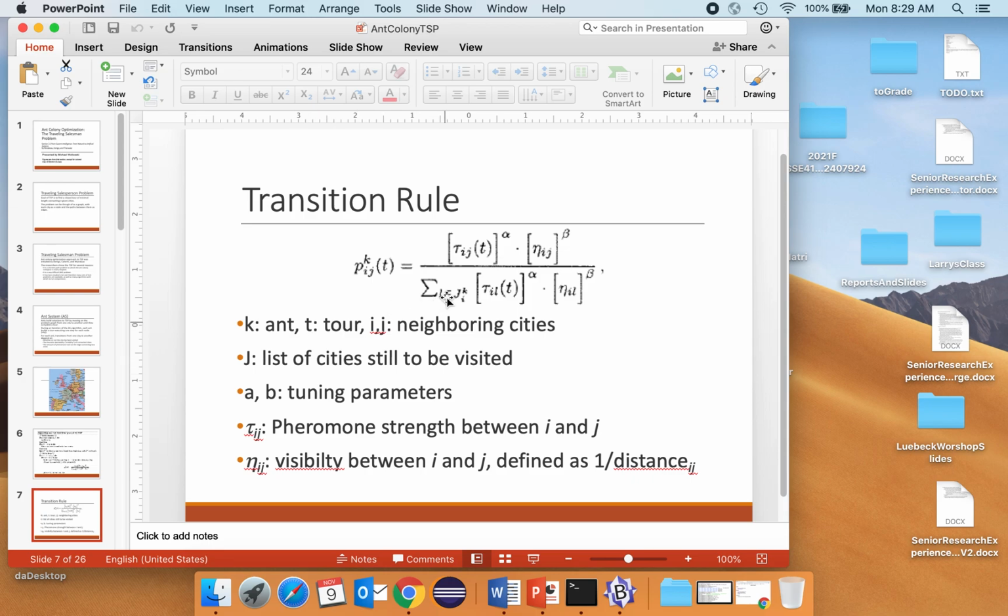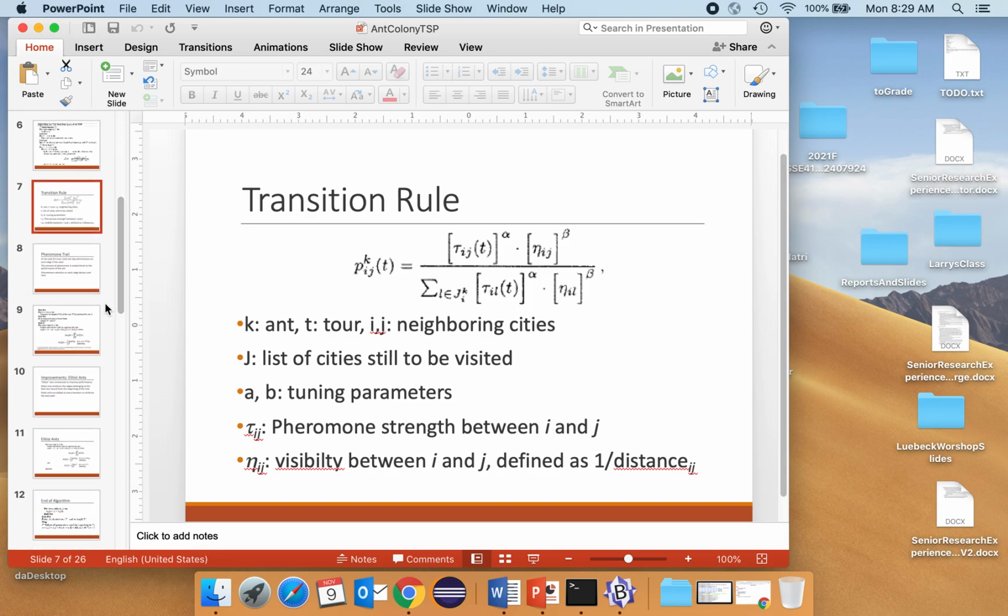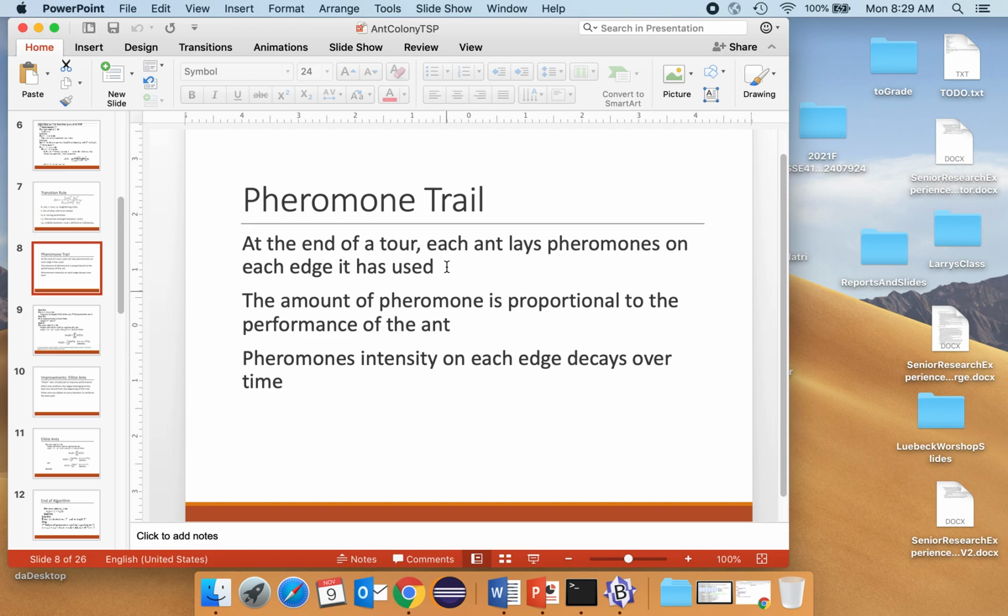j is the city still to be visited. Obviously, we don't look at the ones that we already visited. Okay. The visibility is 1 over the distance. And then we have the pheromone strength. So that's it. So we're going to run this algorithm a little bit. At the end of the tour, each ant lays pheromones on each edge it has used. And again, the amount of pheromones is proportional to the performance of the ant. The other thing is that the pheromone intensity will decay over time.